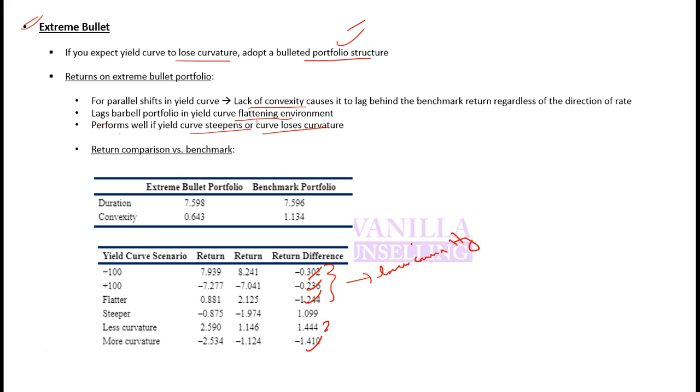But in scenarios where extreme barbell underperforms, bullet will outperform because it has lower convexity. So you should know in which environment which portfolio will be better, or which portfolio will outperform or underperform.